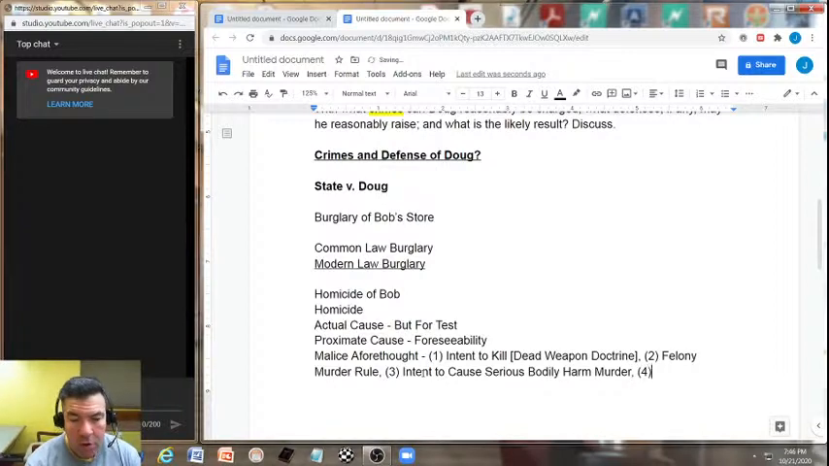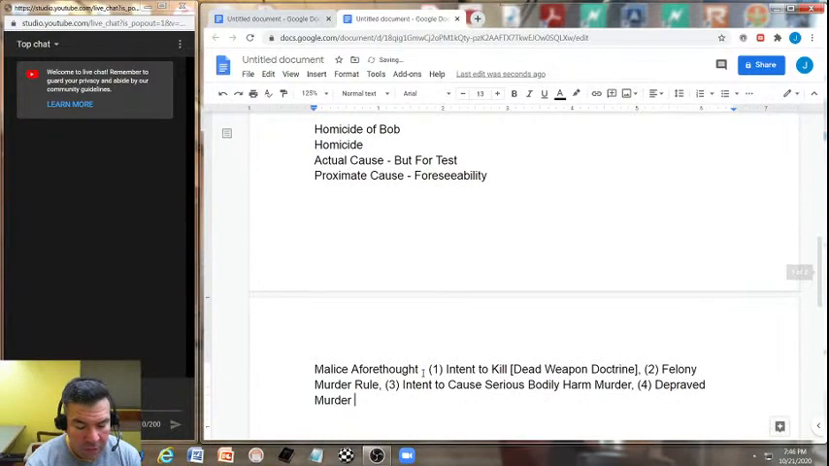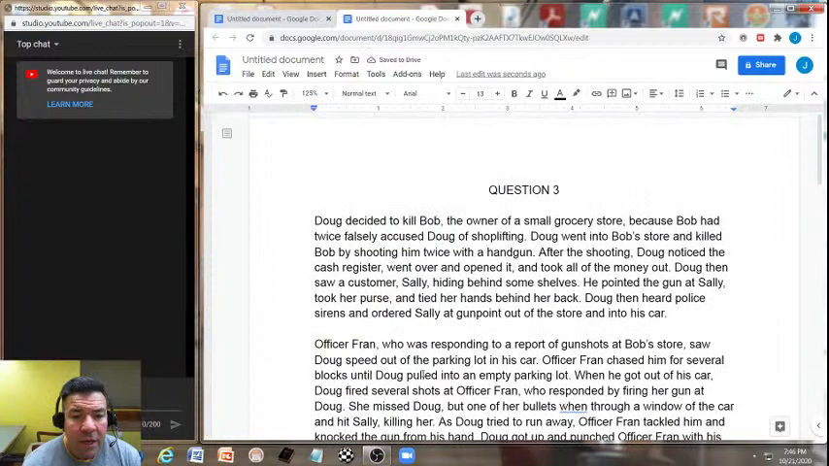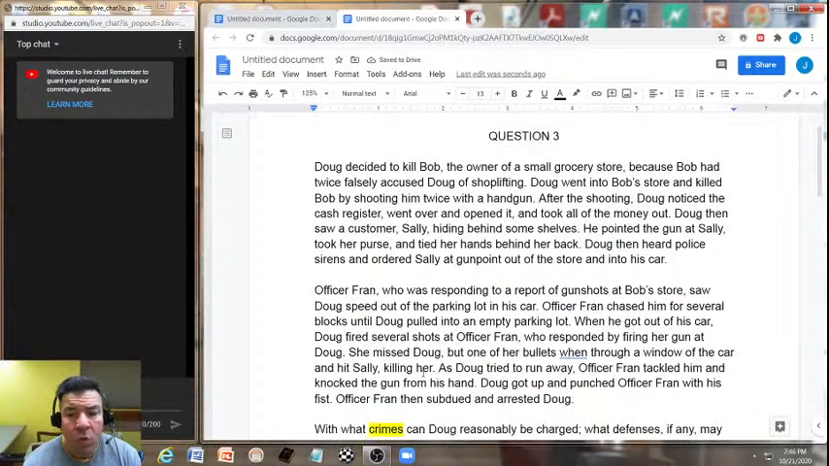And number 4, depraved heart murder. And this would be like reckless misconduct that disregards the value of the victim's life. Now, did Doug's shooting Bob twice in Bob's small grocery store recklessly disregard the value of Bob's life? Absolutely it did.